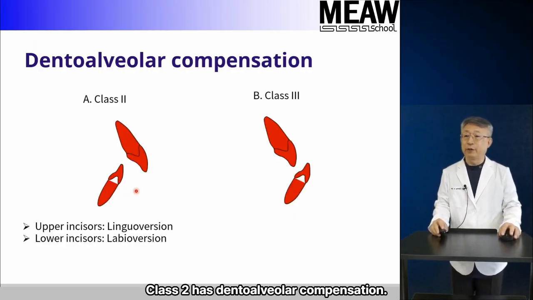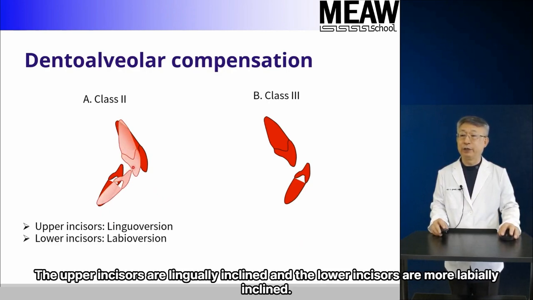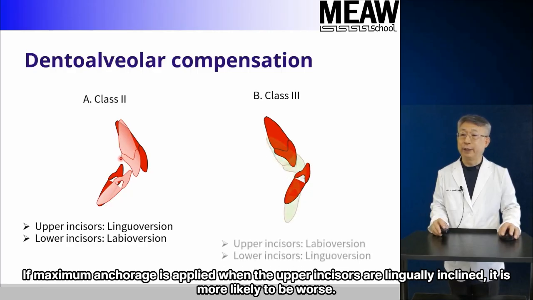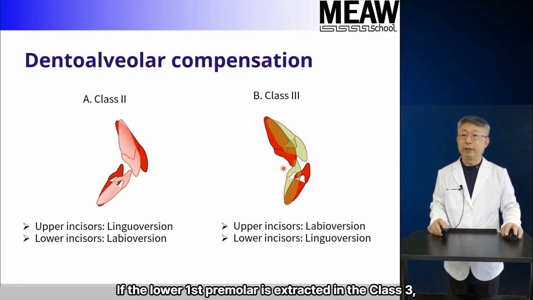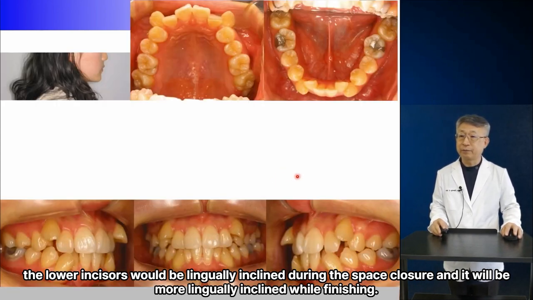Class 2 has dentoalveolar compensation. The upper incisors are lingually inclined and the lower incisors are more labially inclined. If maximum anchorage is applied when the upper incisors are lingually inclined, it is more likely to be worse. In Class 3, the upper incisors are labially inclined and the lower incisors are lingually inclined. If the lower first premolar is extracted in the Class 3, the lower incisors would be lingually inclined during the space closure, and it will be more lingually inclined while finishing.